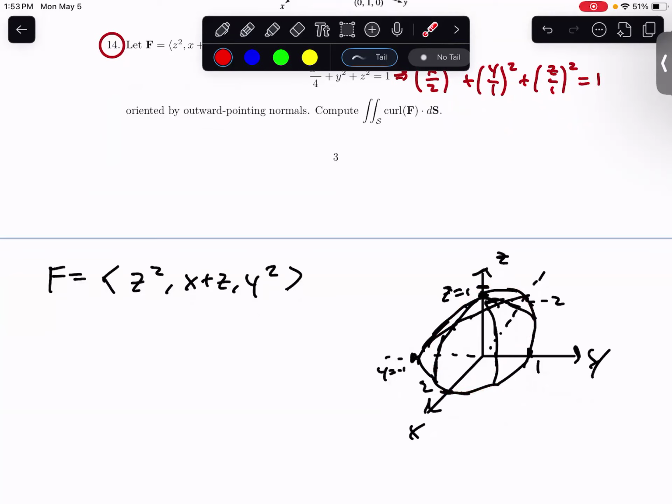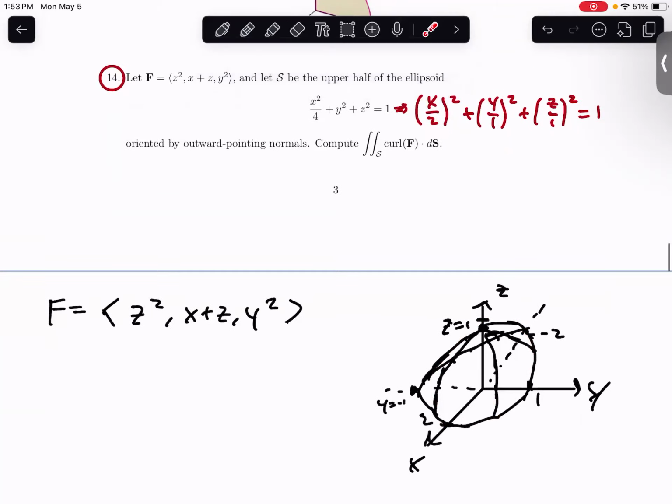And so what this means is we can either compute the curl of f and then do the integral over this surface. What you would prefer to do instead is use Stokes' theorem, so that way you can just integrate over the base, or the boundary, which is just going to be over the ellipse. Because we know how to parameterize an ellipse. It's just a circle. So it's going to be 2 cosine of t and then sine of t in the second component.